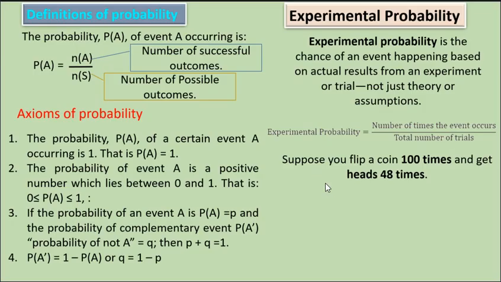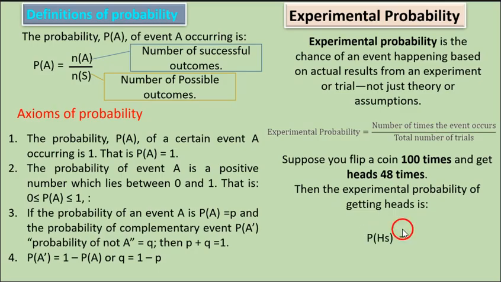Then the experimental probability of getting a head should be 48 divided by the number of trials. And what's the number of trials in this experiment? 100. So I have the number of heads, which is 48, over the number of possible outcomes, which is 100. Dividing that, I'm going to have 0.48. That is the experimental probability. Now, let's take more examples.